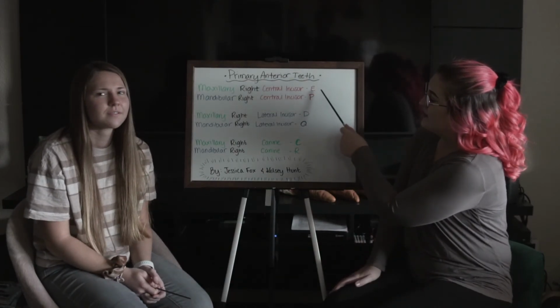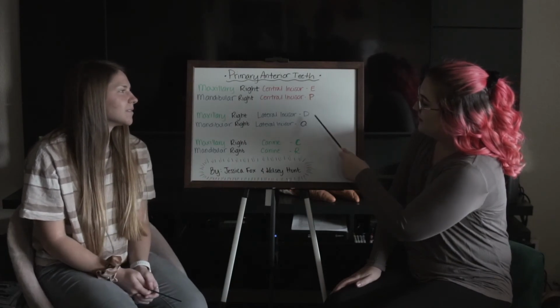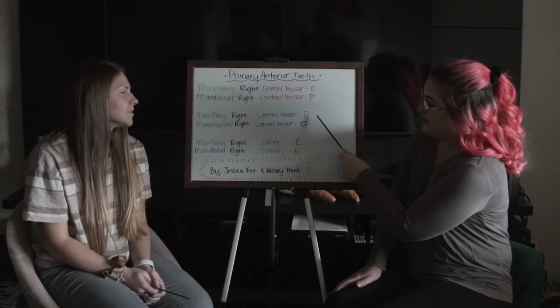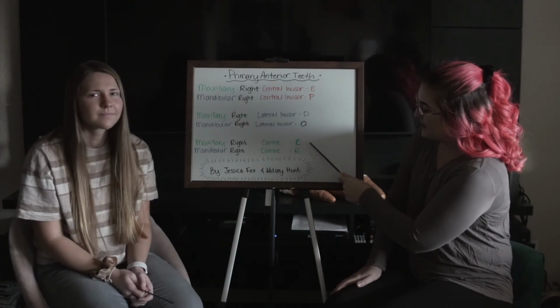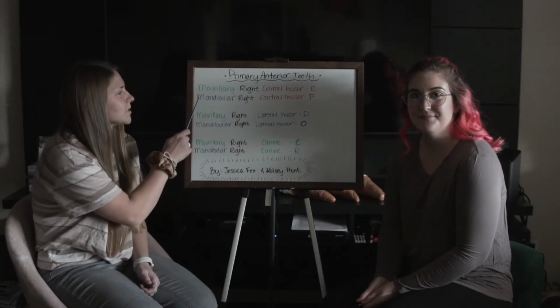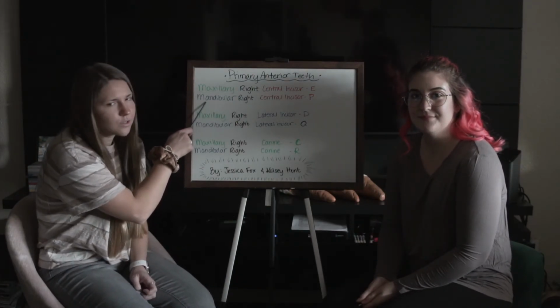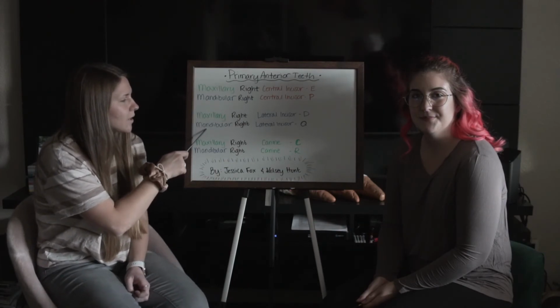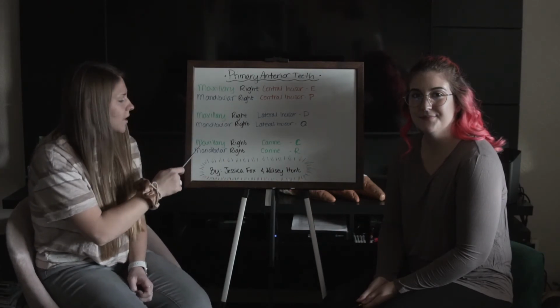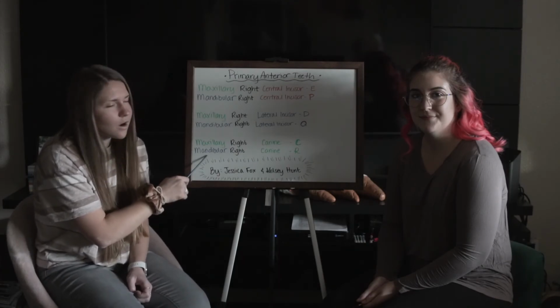I have the maxillary right central incisor E, maxillary right lateral incisor D, and maxillary right canine C. And I have the mandibular right central incisor P, the mandibular right lateral incisor Q, and the mandibular right canine R.